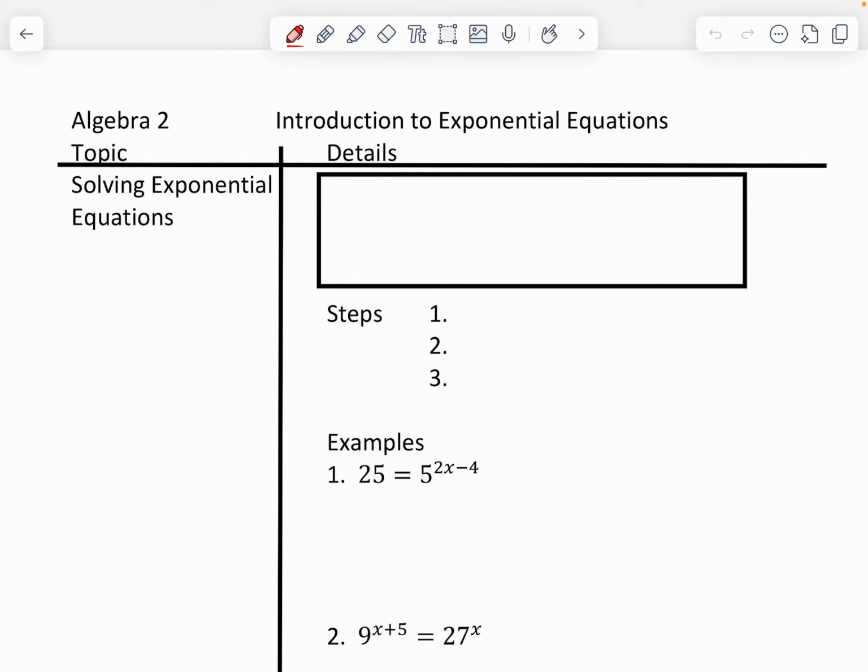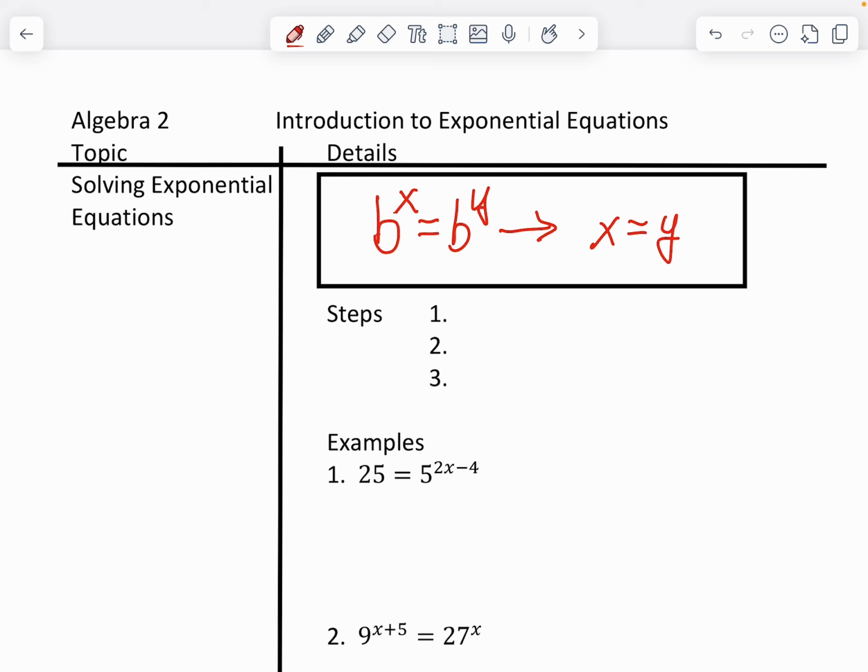We will explore exponential equations. We're going to introduce solving them by working with some simple examples, and the main idea is that you want to get the same base on both sides and set the exponents equal. So what we'll use is that if you've got b to the x equal to b to the y, that means that x has to equal y.